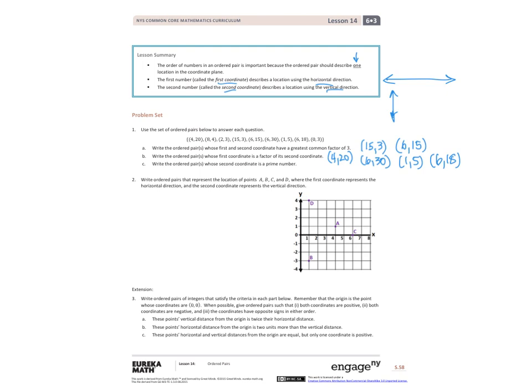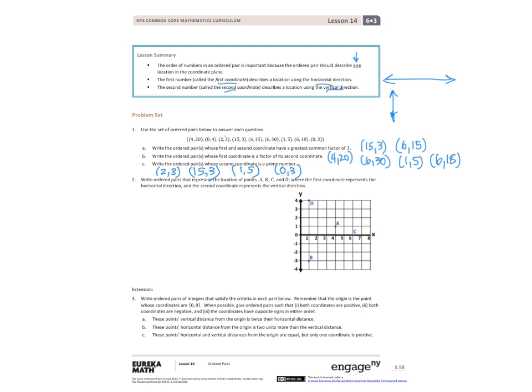And then C, I'll write right underneath: write the ordered pairs whose second coordinate is a prime number. Second coordinate, so that would mean (2, 3). Okay, and how about (15, 3)? (15, 3) would be another one, and the second coordinate is a prime number. What about (1, 5)? How about (0, 3)? Because the 3 is prime, the second coordinate. Okay.